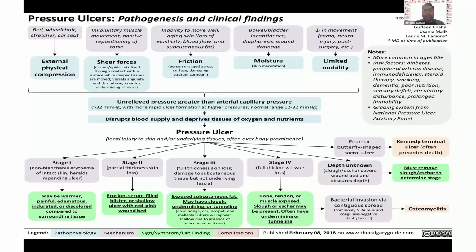Fourth point, bowel and bladder incontinence, as we see in some patients of spinal injuries, having an involuntary loss of the bladder and bowel habits, causing incontinence, diaphoresis, and wound drainage, causing moisture. And decreased movements, like in coma patients, neurological patients, and post-surgical patients, limited mobility. So these are the five factors intervening in the pathogenesis of the pressure ulcers.